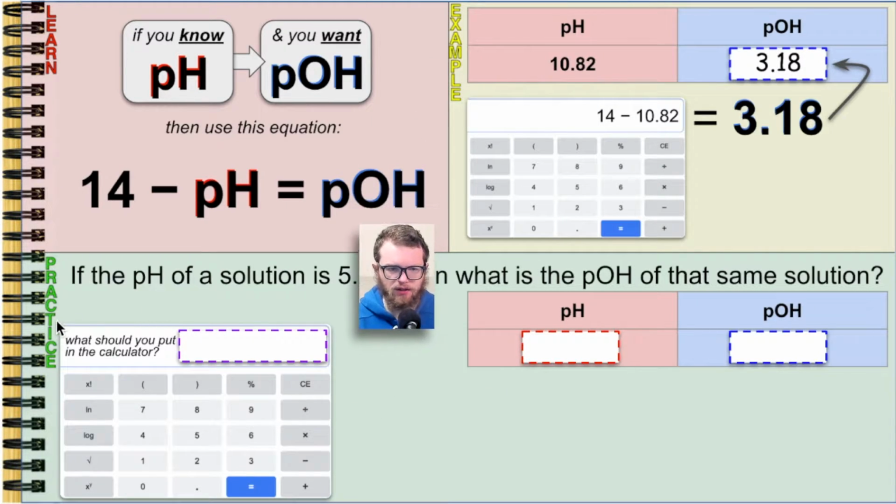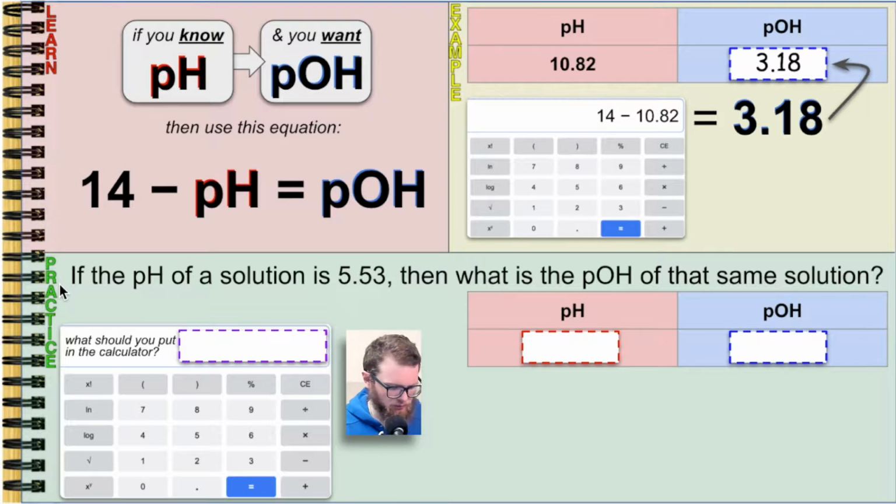So for this practice one, if the pH of a solution is 5.53, then what is the pOH of the same solution? So pOH, we know the pH. The pH is 5.53 because the question told us that. So now how do we find the pOH?